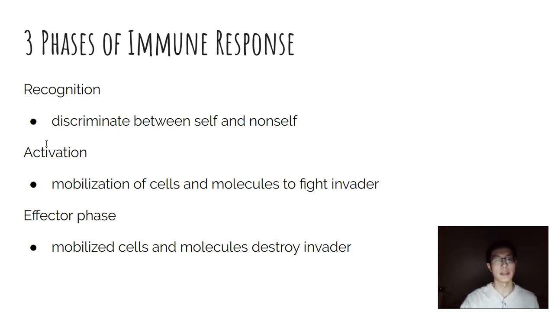Next is activation. So that's when the body actually goes and mobilizes certain cells, for instance, maybe B cells, to proliferate and ultimately fight off the invader. So you're mobilizing whatever cells we need in the body, whether it's B cells, whether it's T cells, etc. And then finally, we have the effector phase, which is when those cells and molecules actually go out and destroy the invader. So this is actually sending your troops into battle to fight off whatever foreign invader, like a virus, that's in your body. So the three phases of the immune system, pretty straightforward, I think.